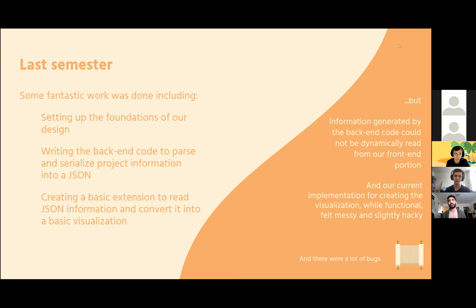There were a few caveats to this in that the JSON generated by our backend code could not be dynamically read through our front end. So we knew we wanted to address that initially. And on top of that, our visualization code was very messy while it worked. We didn't really know what we wanted the visualization to be. It wasn't really set in stone yet. We were just sketching around and had some ideas. And there were also a lot of bugs that you can expect from an early software project. So we knew that we had a strong foundation exiting last semester, and that we could really use that to get a lot done this semester.